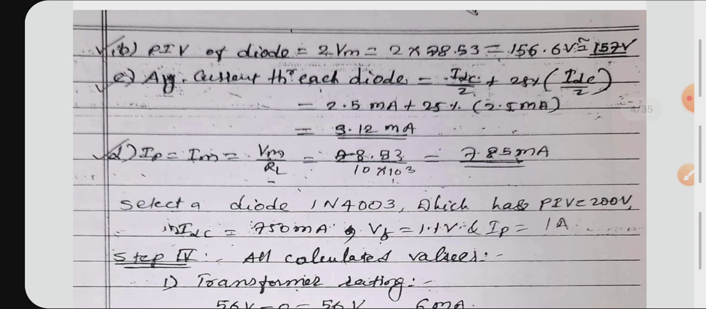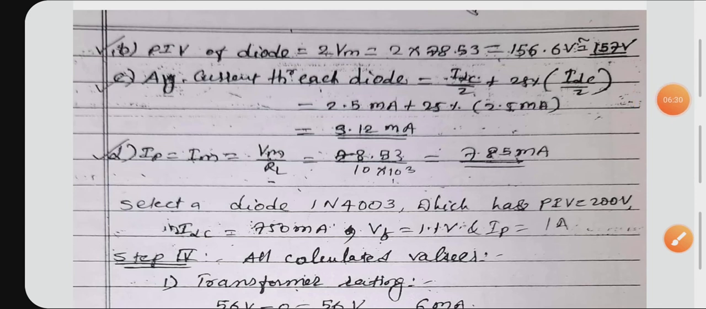So the formula is twice of Vm for full wave and bridge rectifier, by referring to the table which I have shown you initially. If it is half wave, the formula would be Vm. So now for full wave rectifier it is twice of Vm. Vm is the maximum voltage you have calculated. So you will get 156.6 volt here, and you can round off to its highest value.